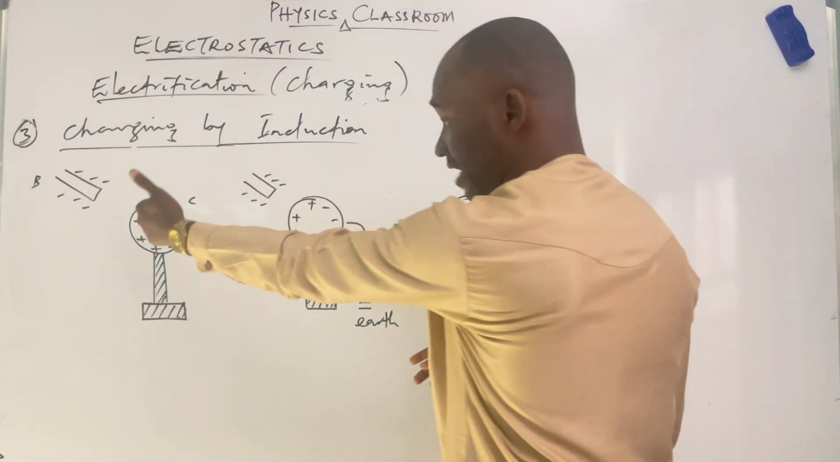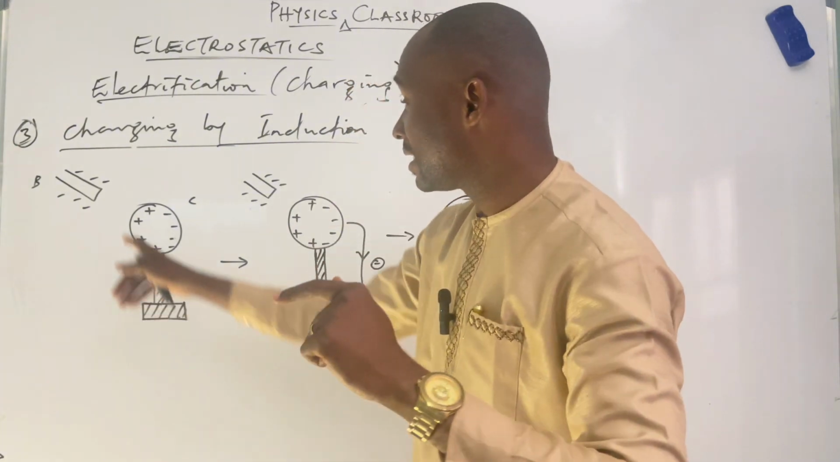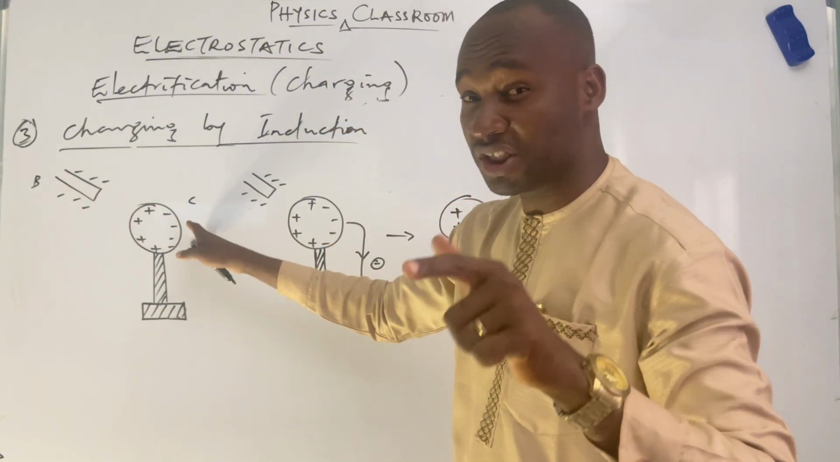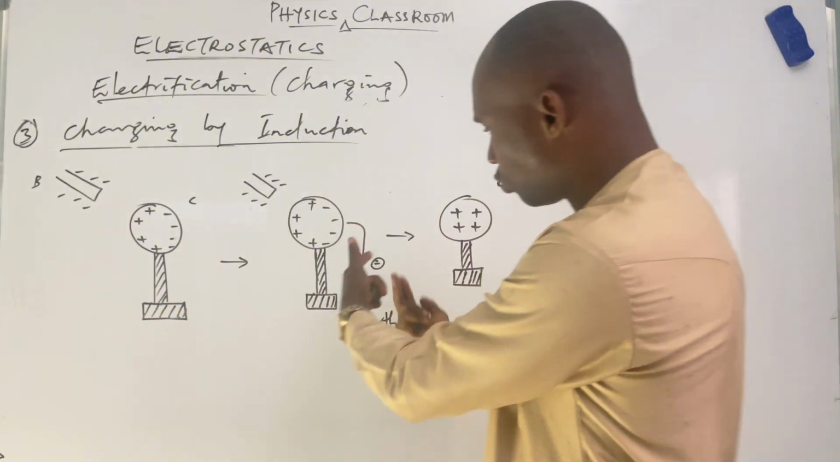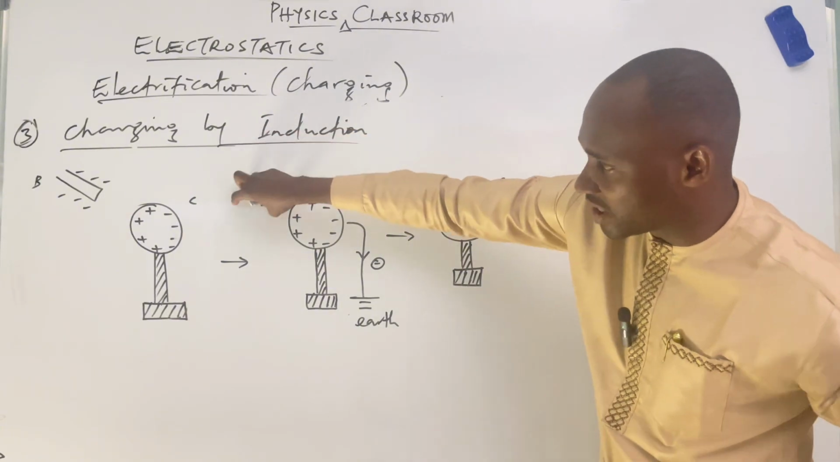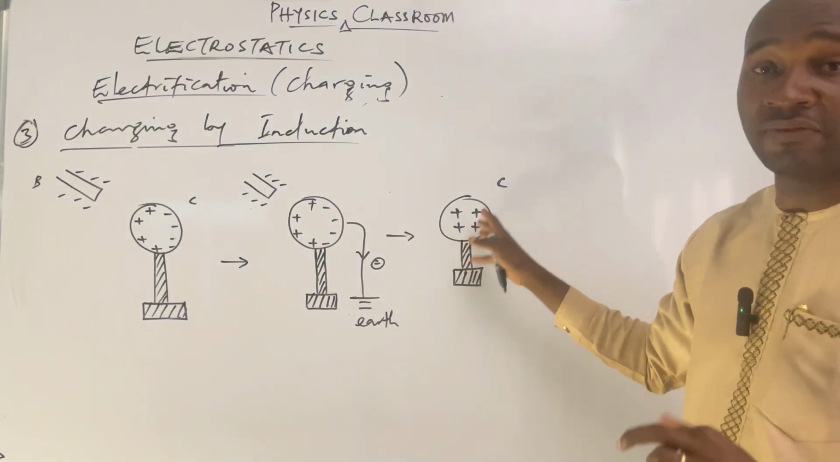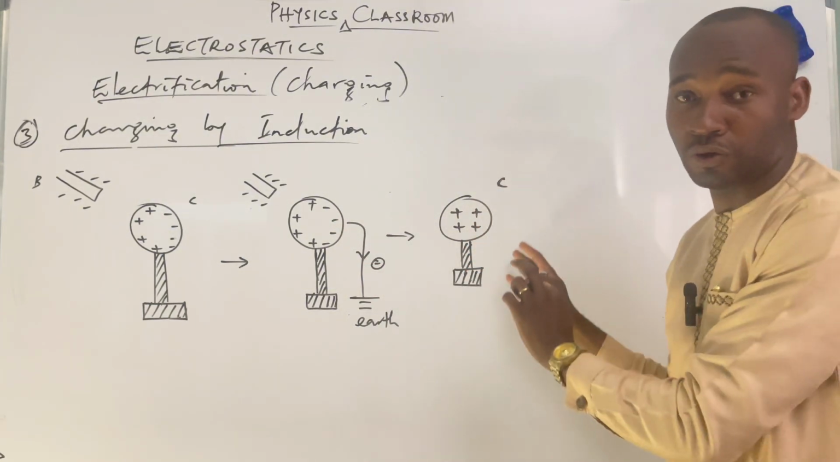So this has been charged by what? Induction. In this case, we did not bring body B in contact with body C. We only brought it closer. Then we introduced an earth, which evacuated all the negative charge of body C into the earth, leaving only the positive charge in the conductor body C.